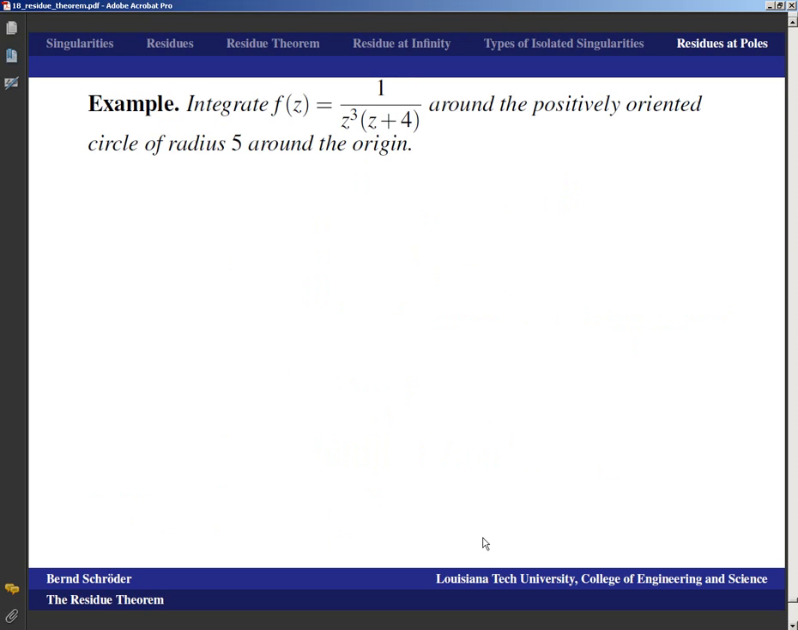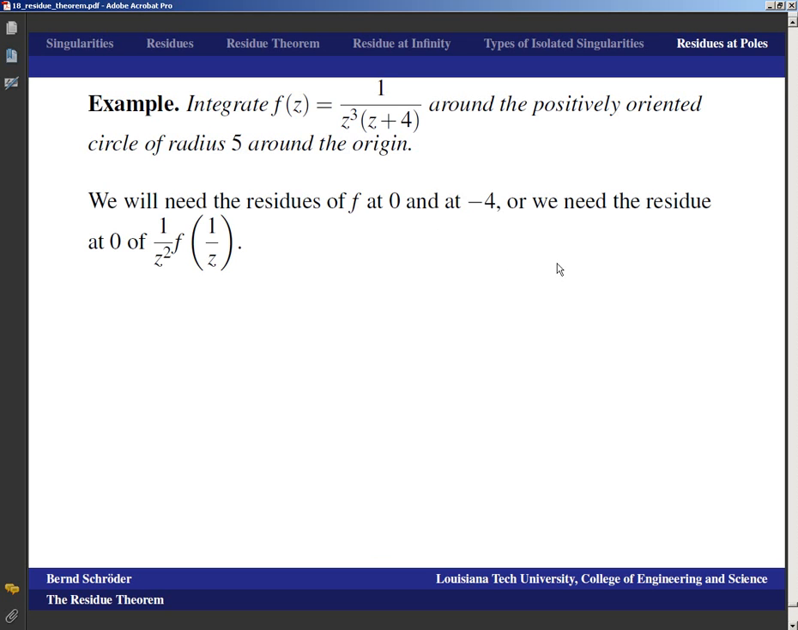Finally, let's get a first taste of what the calculus of residues will do for us. We want to integrate the function f of z equals 1 over z cubed times z plus 4 around the positively oriented circle of radius 5 around the origin. And we will need the residues of f at 0 and at negative 4, because both singularities are inside that circle, both singularities which are 0 and negative 4.